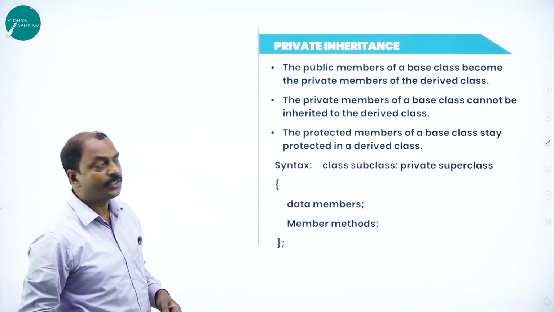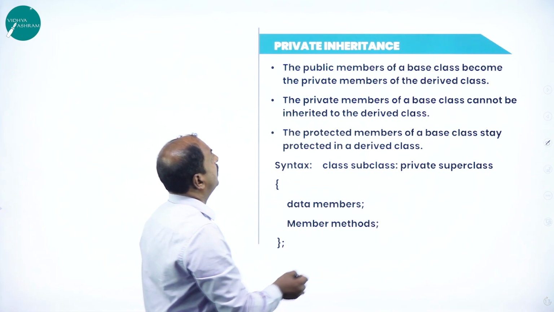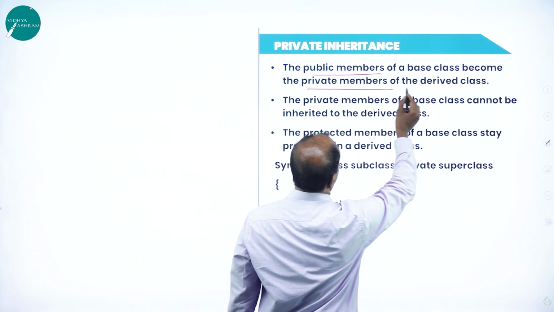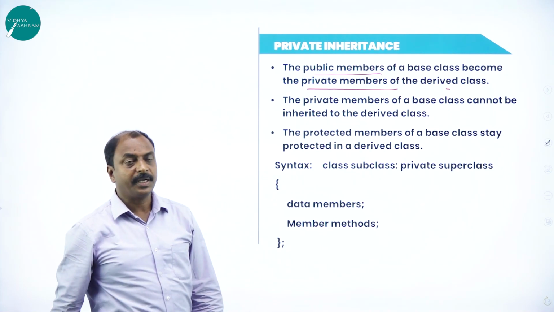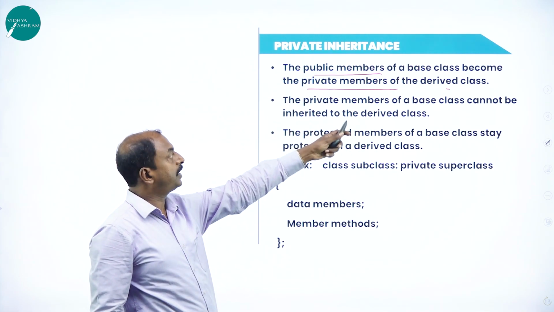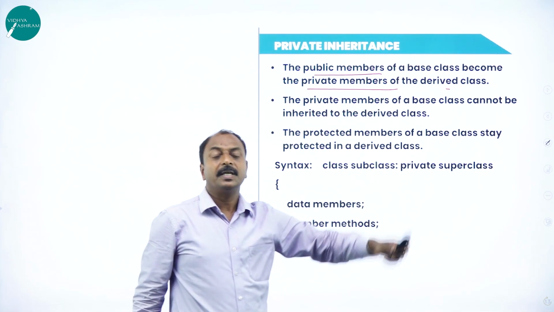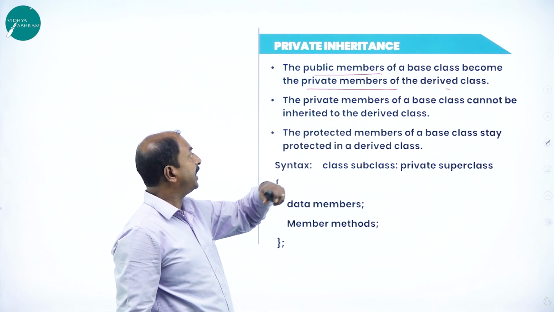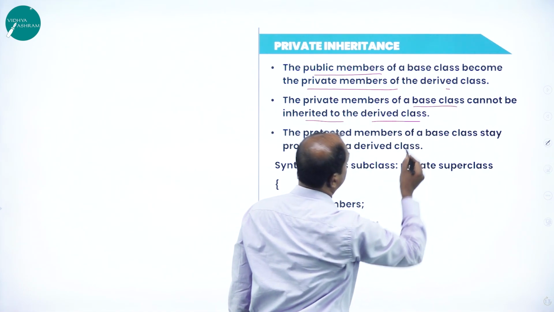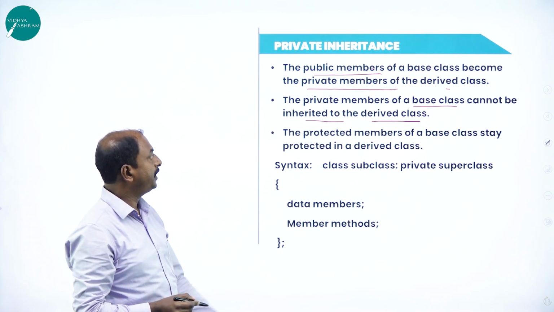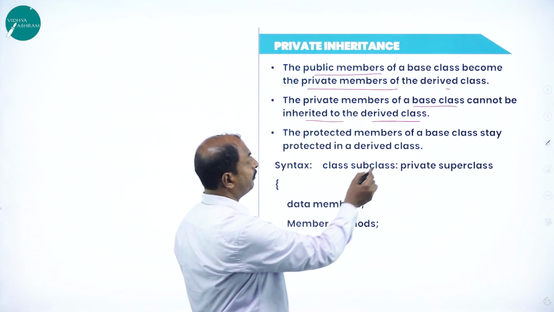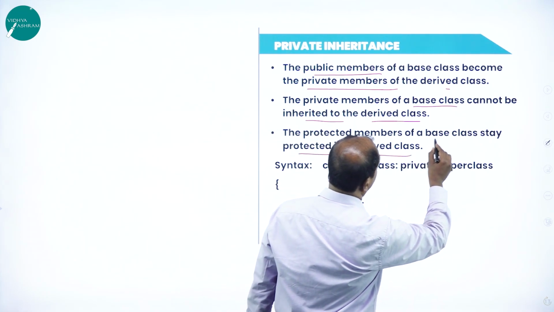Here let us see the definition of private inheritance. In private inheritance, the public members of a base class become private members of the derived class. The private members of the base class cannot be inherited to the derived class. This is a common statement. And the protected members of a base class stay protected in the derived class.